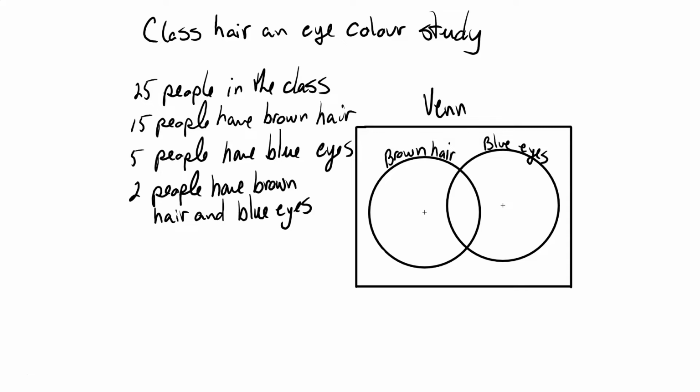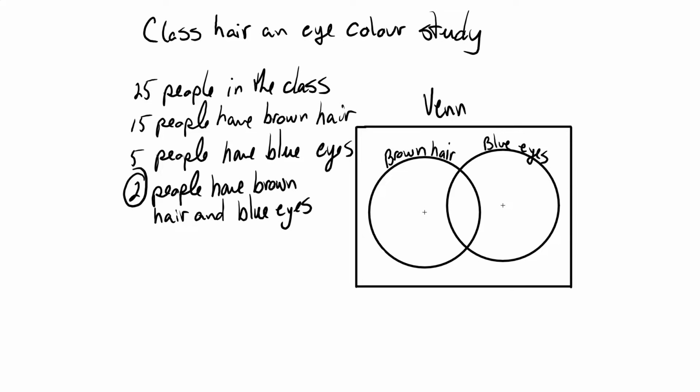Suppose we're doing a study in our class of hair and eye color. We know that there are 25 people in the class. 15 people we've determined have brown hair, 5 people have blue eyes, and when we look a little closer, we see that 2 people have brown hair and blue eyes. So let's look at how that maps into the Venn diagram.